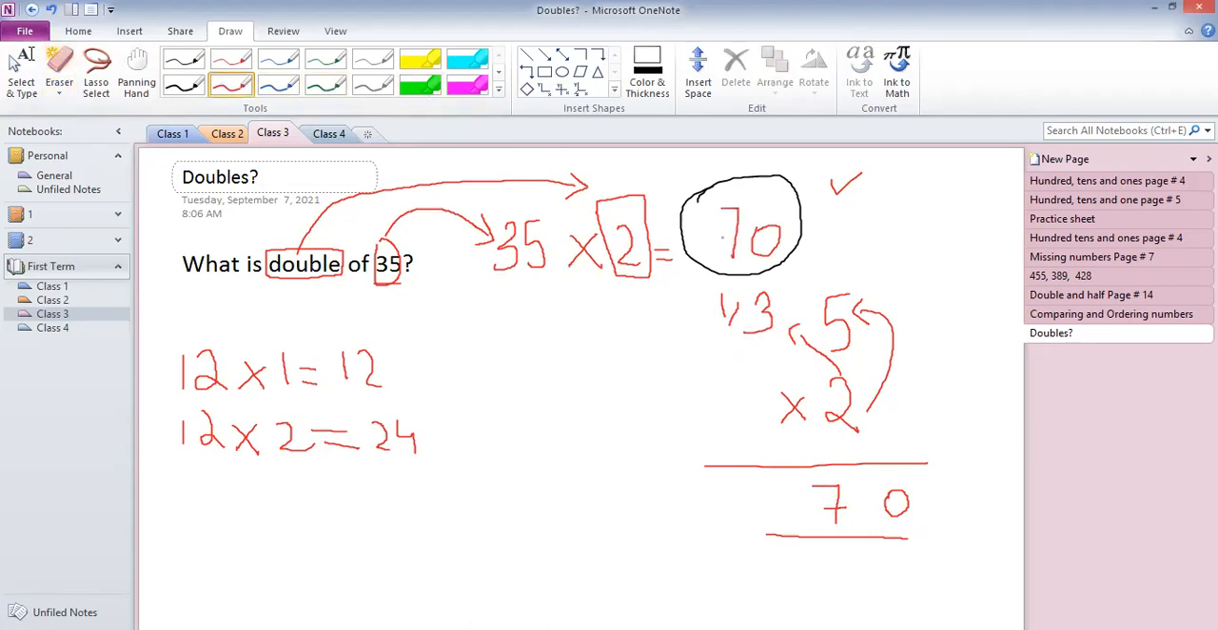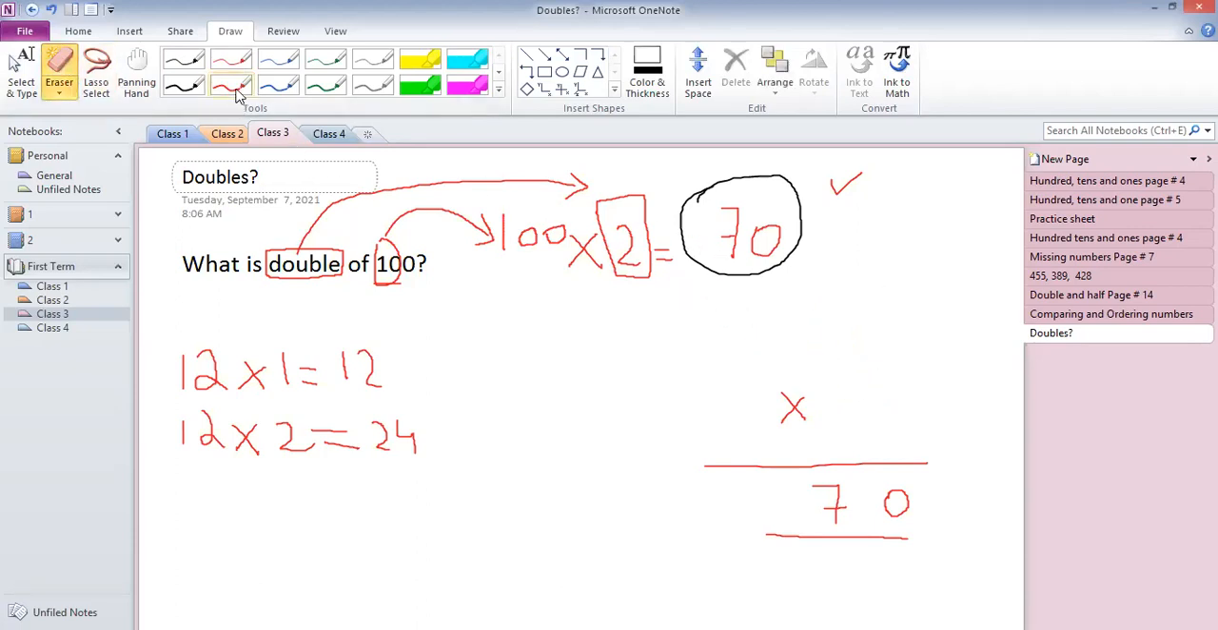This is how you have to find out the double. Whenever you're finding out the double, guys, you will multiply that number by 2. The last example I'm giving you: let's suppose you are finding out the double of 100. The number you have to find the double of is 100, so you will write 100 first. And then 100 multiplied by 2.